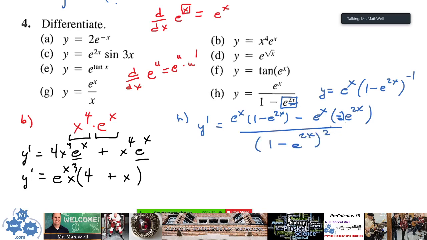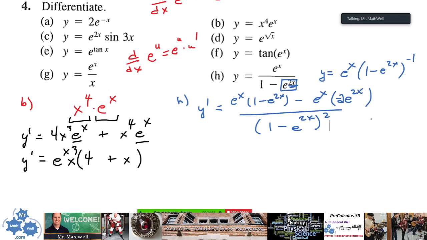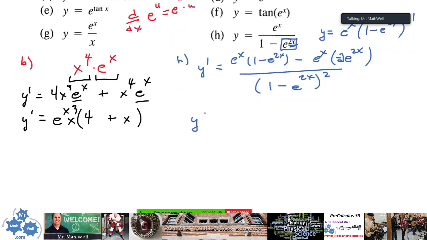Okay, is everybody with me there? Does that look right, or do you have any issues with that? Derivative of the top times the bottom minus the top times the derivative of the bottom. So 0 minus e to the 2x times 2. Okay, if we're going to simplify that, how could we simplify that? Well, I won't expand out the bottom. I'll just leave that for now.